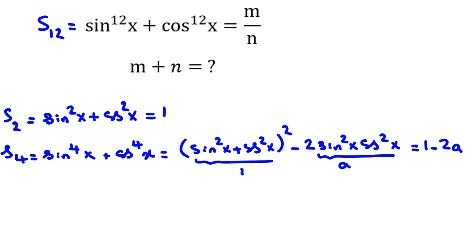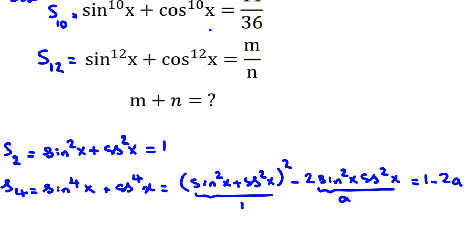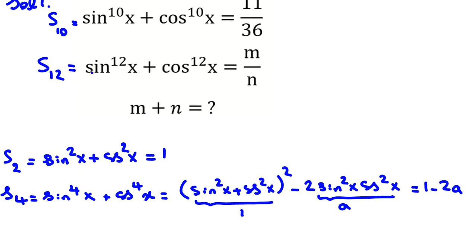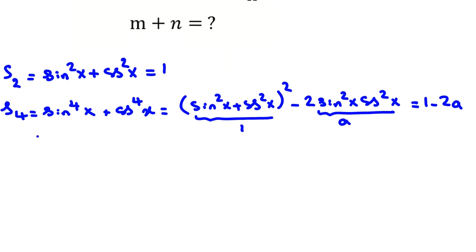So I want to find S6, S8, S10, and because I know S10 here, I want to tell you the general view. Because I know S10, then I can find a and replace for S12. So we have a relationship.